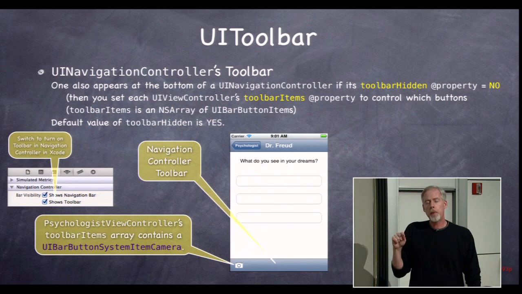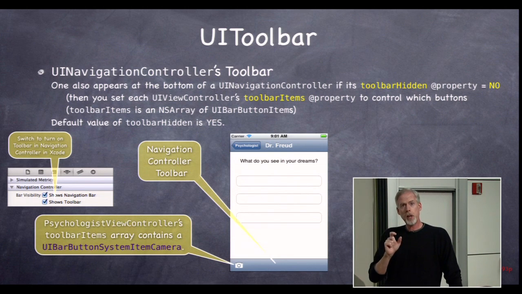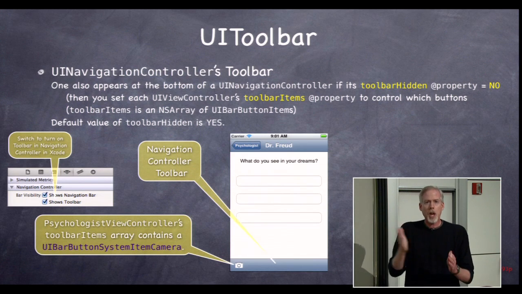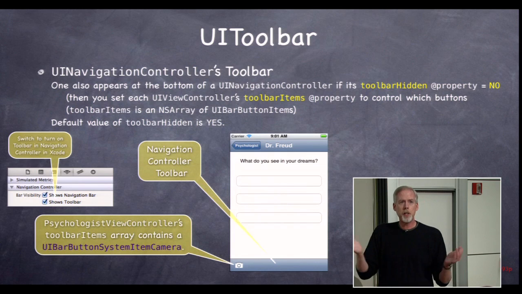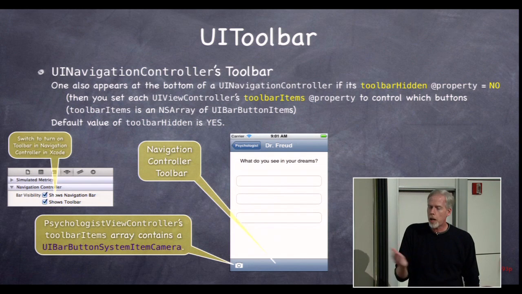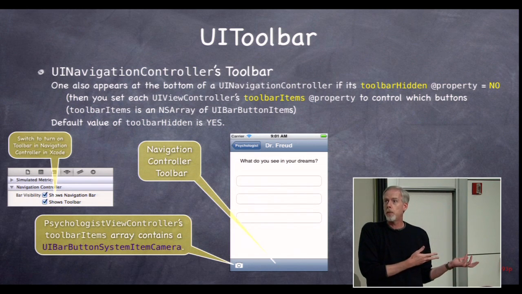But what's important to note about the navigation controller is that the buttons that appear in the toolbar have nothing to do with the navigation controller. It has to do with whichever view controller it's showing at the time. So as you slide new things in, using push segues to push new things into the navigation controller, new buttons are going to appear on the bottom bar.